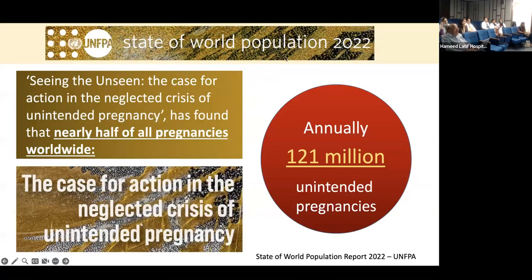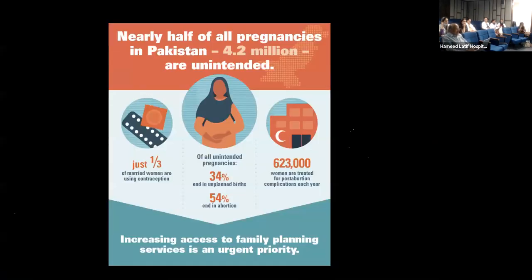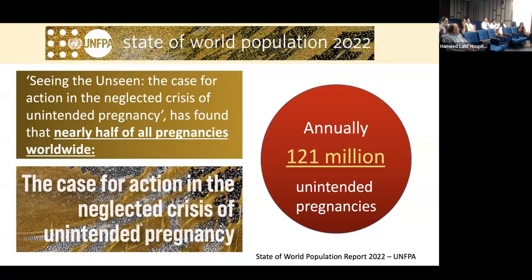Last year, the State of World Population report of UNFPA stated that there are 121 million unintended pregnancies. And out of these, almost 51% end in abortions which are unsafe.